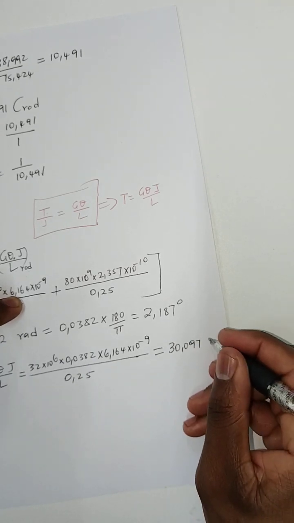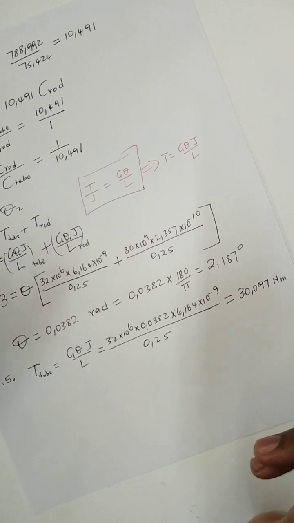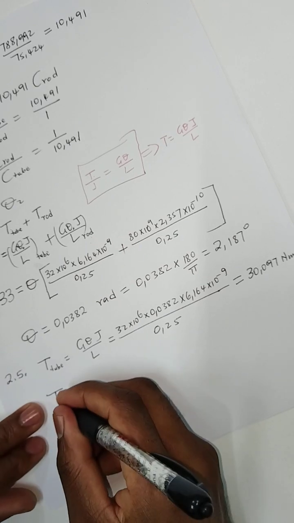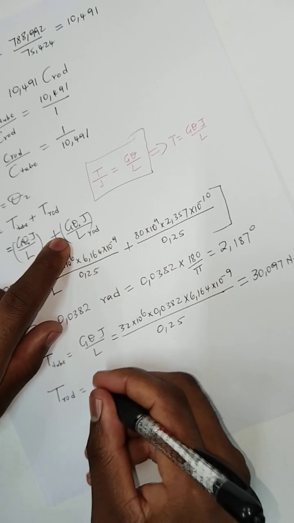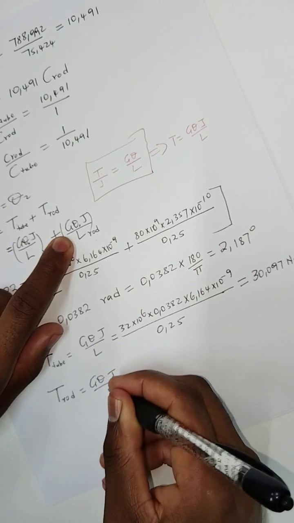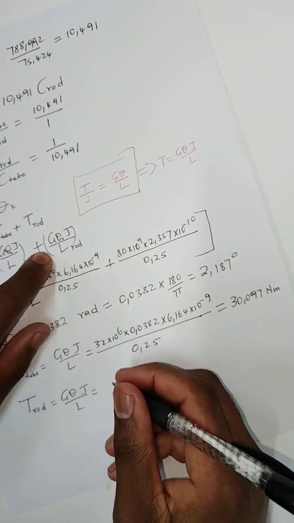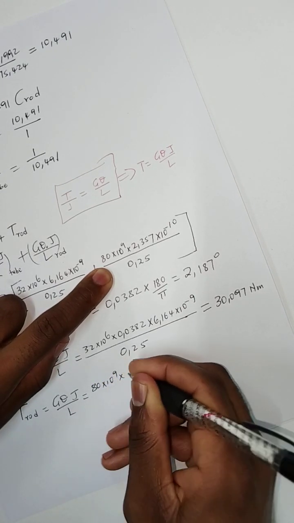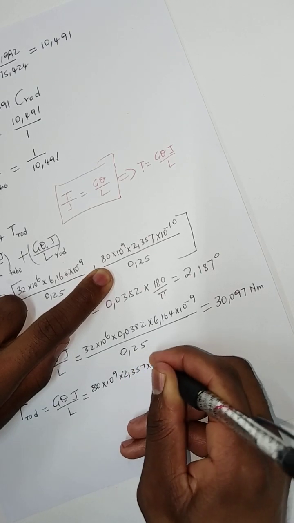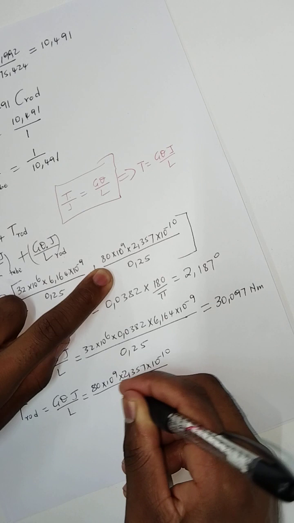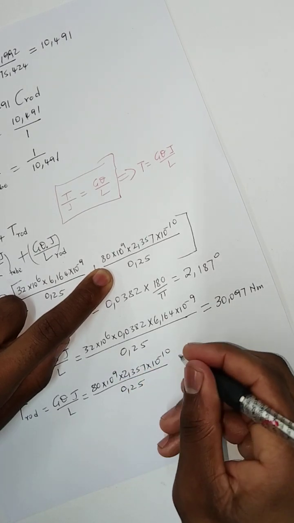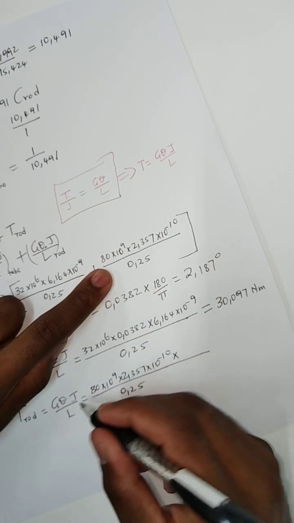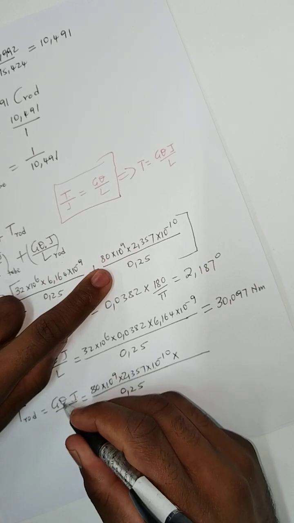$30.097. And then for the rod, it's this one, J theta J over L. Use this, 80 times 10 to the power 9 by 2.357, multiplied by theta. Remember, this one is just G, this one is J, then we are left with theta.